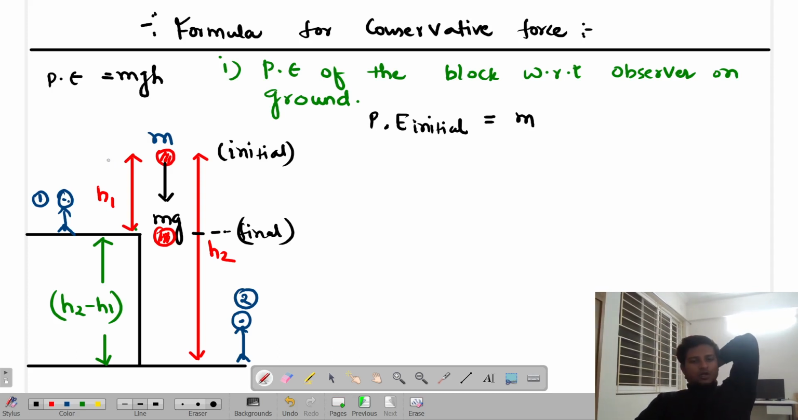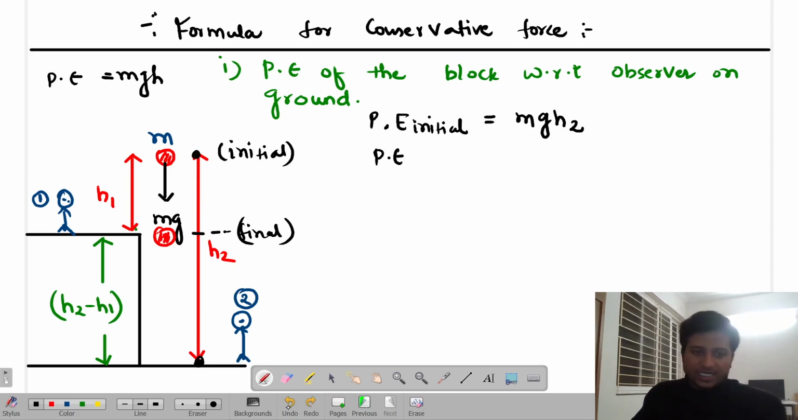This is my potential energy formula, or not? So basically the initial potential energy will be equal to m into g into height with respect to h2. Now I'm doing it with respect to the ground, so initial potential energy becomes mg into h2. Are you able to get me? Basically, with respect to the ground the body was at height h2, or not? Yes, I'm taking it with respect to the observer on the ground. So what is my initial potential energy? mg into h2. What is my final potential energy?